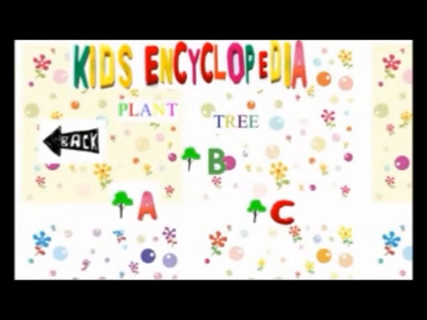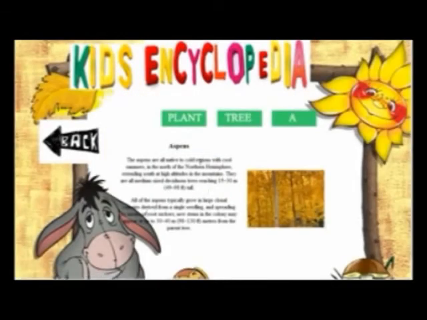This is the tree interface. This tree interface contains A alphabet, B alphabet, and C alphabet. When we click the A alphabet, this interface will show. This interface contains an A example. The A example in this interface is Aspen. This is the description of Aspen, and this is the picture of Aspen.